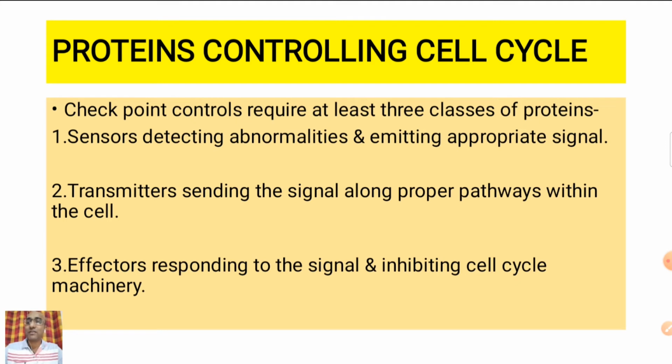Now, the transmitters send the signal along proper pathways within the cell. And the effectors respond to the signal and inhibit the cell cycle machinery. So the 3 classes of proteins that control the checkpoints are sensor proteins, which detect the abnormalities, if at all, and emit appropriate signals. The second one is the transmitters, which send the signal along proper pathways within the cell. The third one is the effector, which responds to the signal and inhibits the cell cycle machinery. Got it?